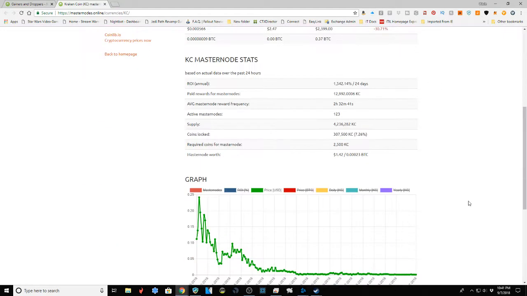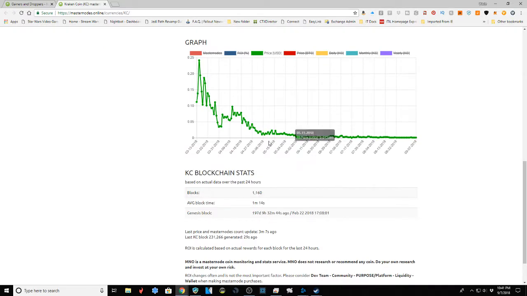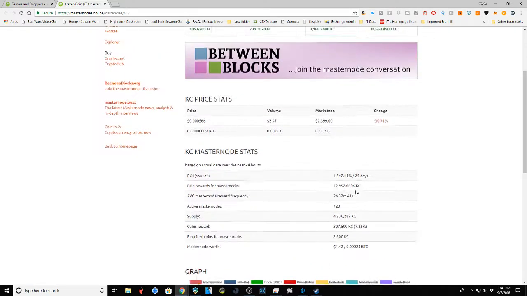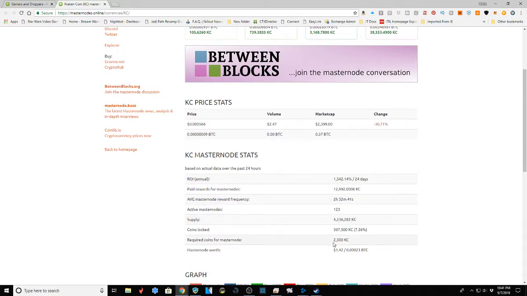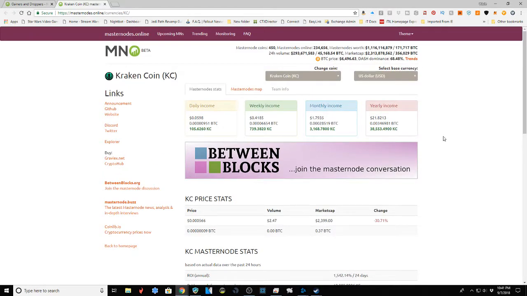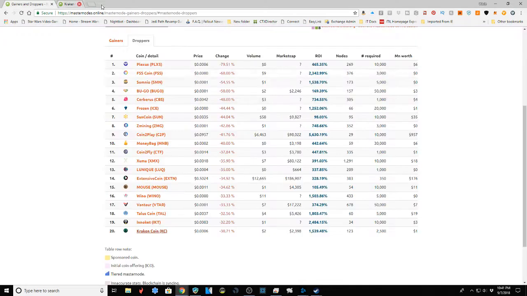But it was a cheap coin to get into that has fluctuated like crazy, and I've already made my money back on it, so I'm not really going to get rid of it. For example, it costs 2,500 Kraken coin to have one Masternode. I used rewards from my other Masternodes to buy this, so I really wasn't losing anything.